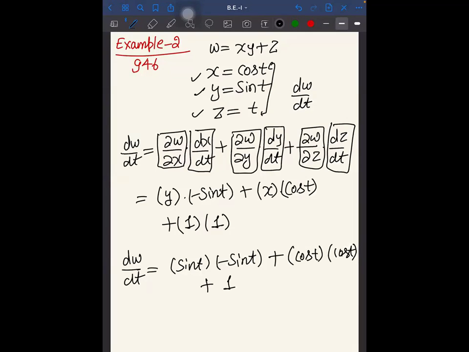We are expecting that if we are determining dw by dt, our answer should be in terms of t or at the most a constant, right? So that becomes 1 plus cos square t minus sin square t. In a more compact way, we can also write it as cos 2t. Is it okay? Are you with me on this?